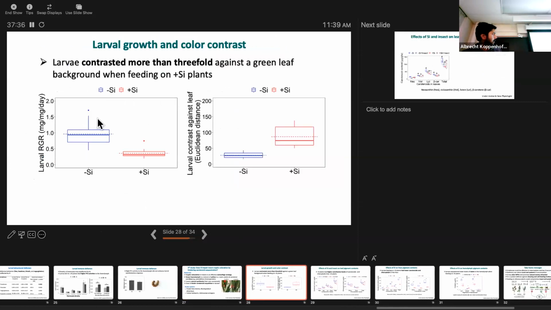First, we measured the color contrast of larvae against their leaf backgrounds, and we found that the larvae actually contrasted more than threefold against a green leaf background when they were feeding on plus silicon plants compared to larvae feeding on minus silicon plants. So there's the larval color contrast.